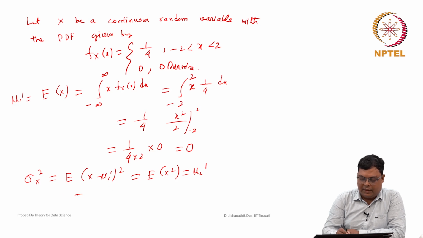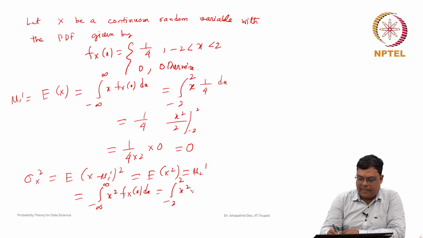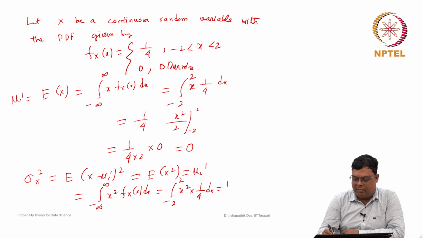So, mu2 dash, the expectation of x square, is by definition the integration from minus infinity to plus infinity of x square f(x) dx. Now, it is non-zero only from -2 to +2, that is why we will write -2 to +2, x square into the density function, which is 1 by 4, dx. So, this is nothing but 1 by 4 into the integration of x square, which is x cube by 3, from minus 2 to plus 2.